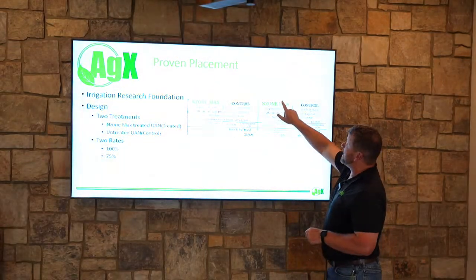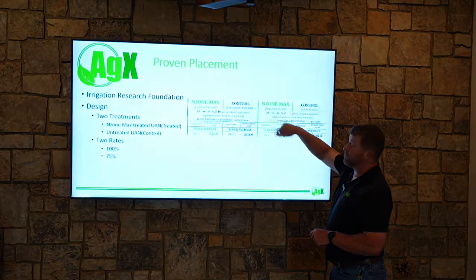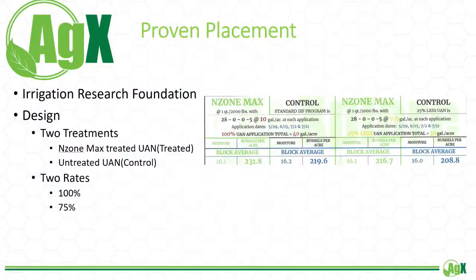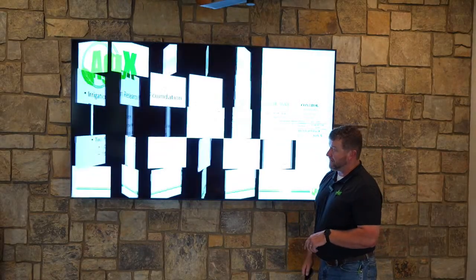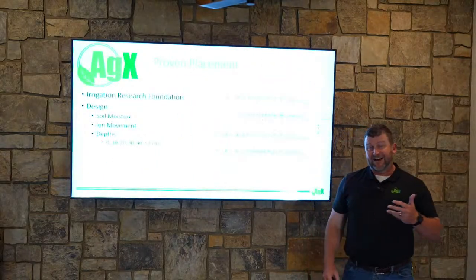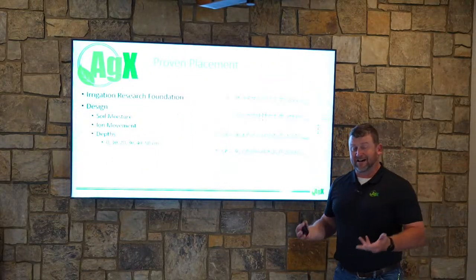And then on the 75% side, we came in with end-zone max again at 1 quart per ton. And on the right-hand side, we had the control, which was 75% UAN with no end-zone max that was going to be added. All right, so now we really get a lot of lines.